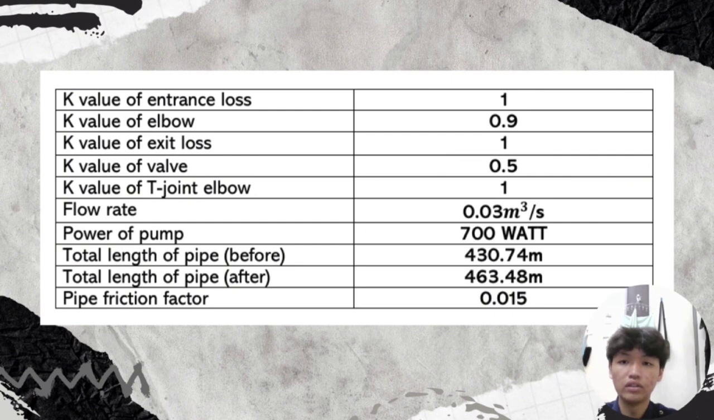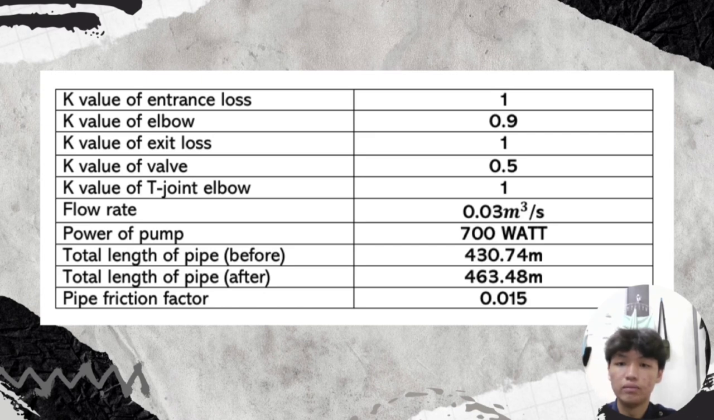Today, I would like to present about calculation and assumption. The K value of entrance loss is 1, K value of elbow is 0.9, K value of exit loss is 1, K value of weft is 0.5, K value of T-joint elbow is 1. The flow rate is 0.03 meter cube per second. Power of pump is 700 watt.